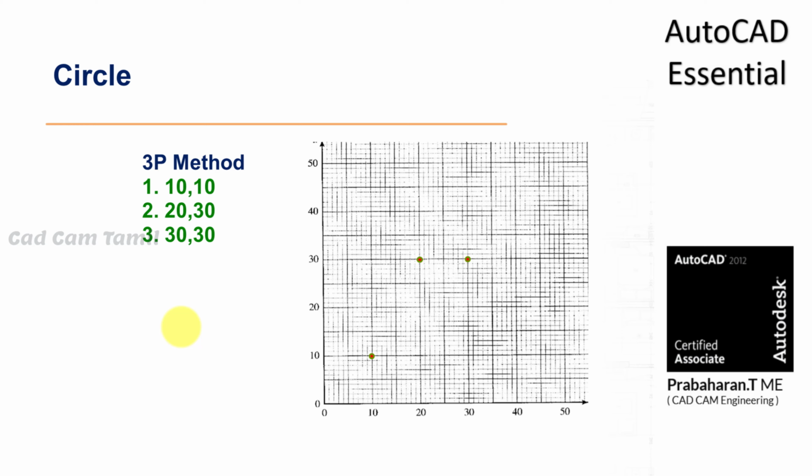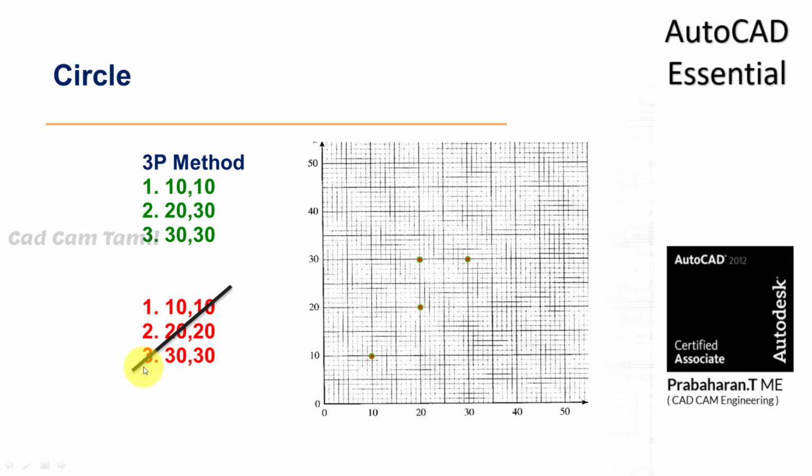Suppose I give points like this: 10, 10 is my first point, 20, 20 is my second point, 30, 30 is my third point. Will I get a circle for these 3 points? No, you will not get a circle. Why? What is the reason? I said with any 3 points you will get the circle, but with this kind of combination you will not get the circle. Here also I gave 3 points, but I will not get a circle.